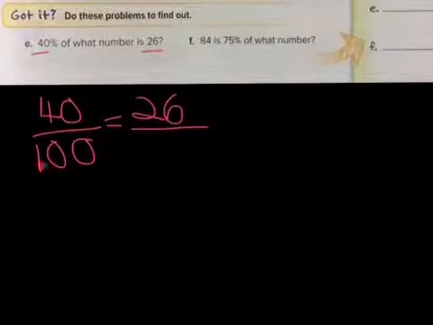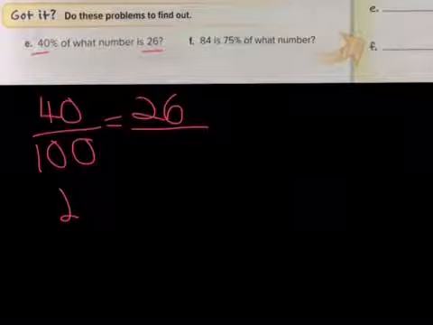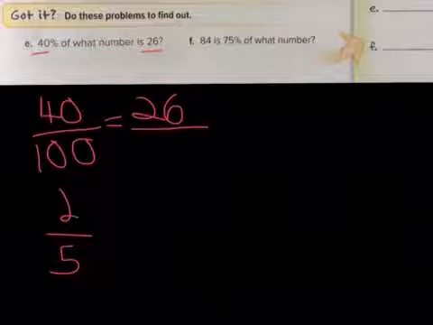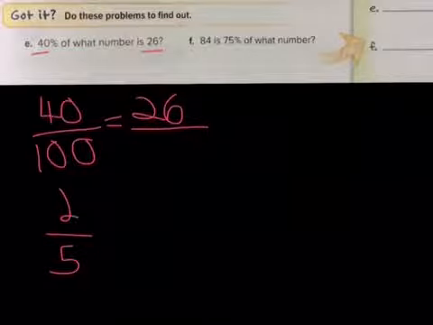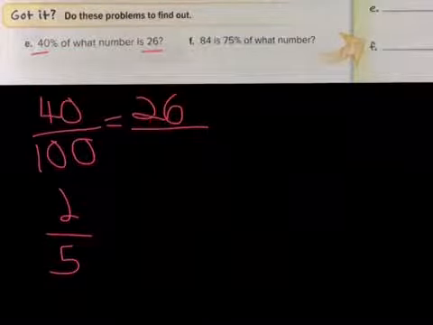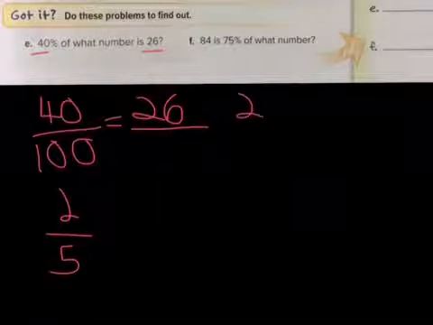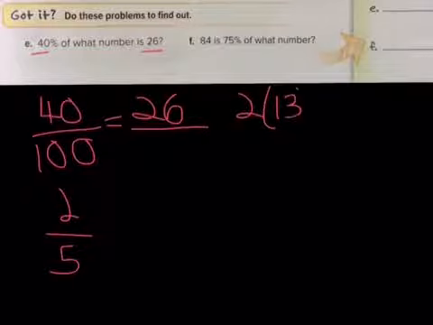Here are 2 20s, here are 5 20s. So that's 2 fifths. We're saying that 26 has 2 of them. 2 what? Well, 26 divided by 2 is 13. So 26 has 2 13ths, right?